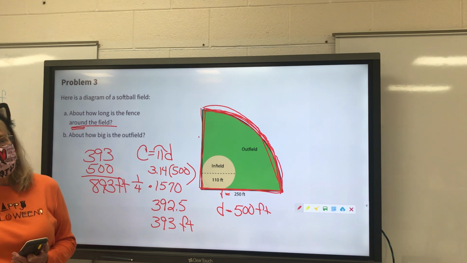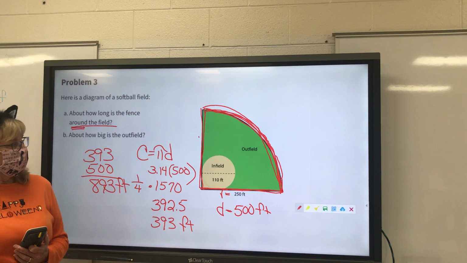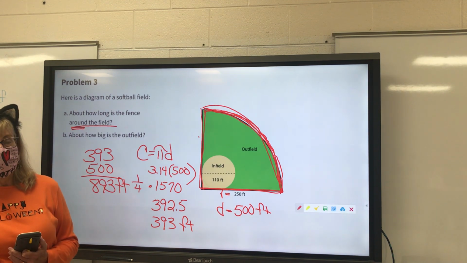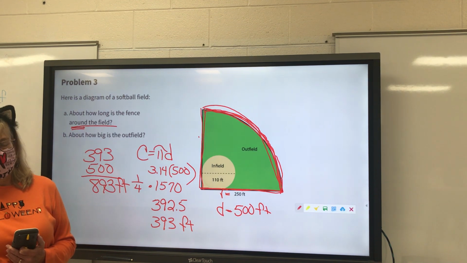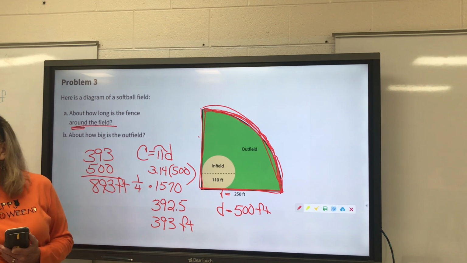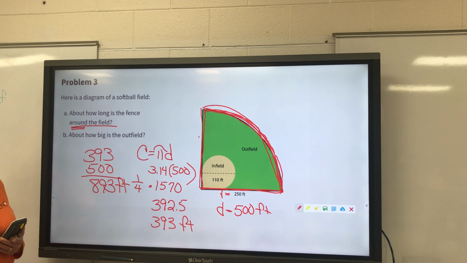So 893 is the correct answer. So that's the fence of the whole entire field. We forgot to add the 2 straight edges. So for this, do we put feet in? Did I leave feet out? Yes, ma'am, you left feet out. Okay, then put in feet. Okay, are we good? Man, Miss Laird almost messed that problem up.